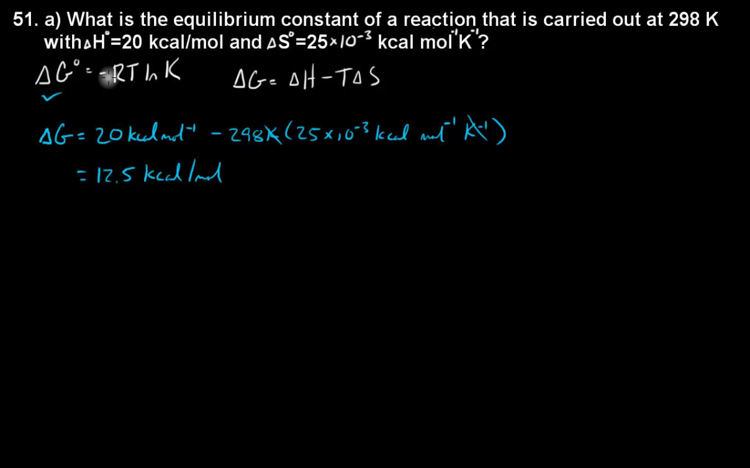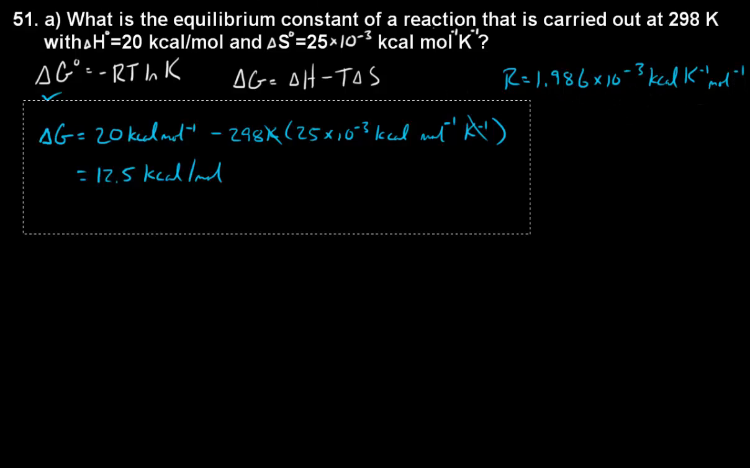So now we know R. R can be found in your book, it's just the gas constant, and this R term is going to be equal to 1.986 times 10 to the negative 3 kcal per mole per Kelvin. Okay, so that's our R term. So we know the R term, we know RT.